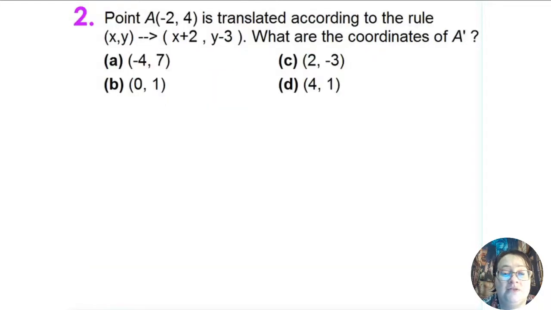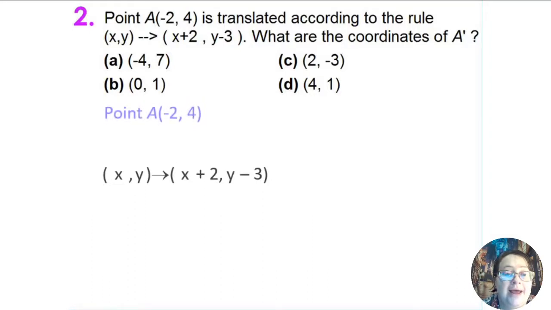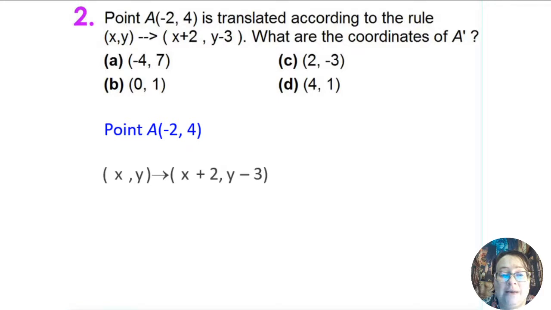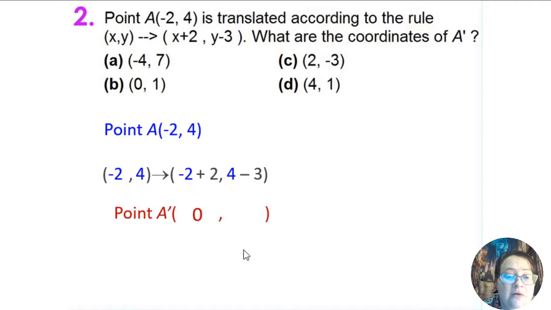Point A, negative 2, 4, is translated according to the rule (x, y) arrow (x plus 2, y minus 3). What are the coordinates of A prime? So I have my rule, and I have point A. So what I can do is take point A and plug it in for x and y. Negative 2 is x, 4 is y. So when I plug this in, all I have to do is simplify these, and I have my new ordered pair. So negative 2 plus 2 is 0. 4 minus 3 is 1. So point A prime is 0, 1.